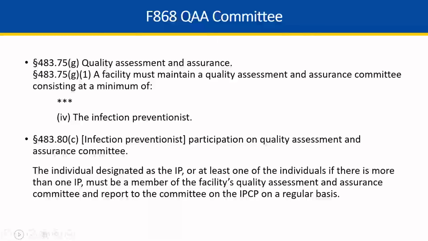F868 contains a new Phase 3 requirement that identifies the infection preventionist, otherwise known as IP, as a required member of the facility's QAA committee. The IP must report on the facility's infection prevention and control program and on incidents such as healthcare-associated infections identified under the program on a regular basis.